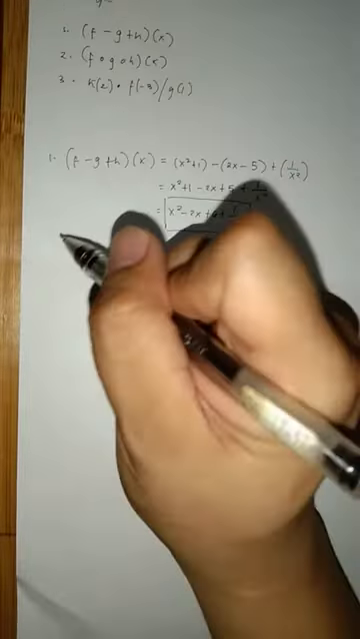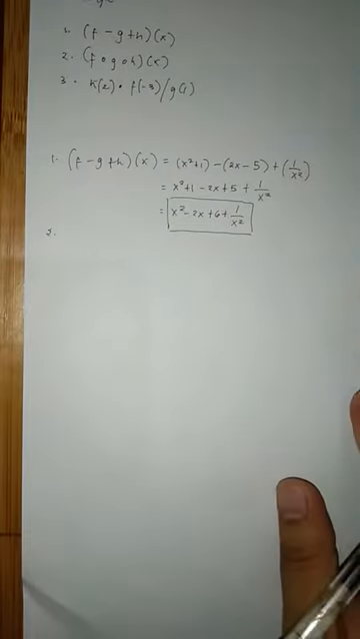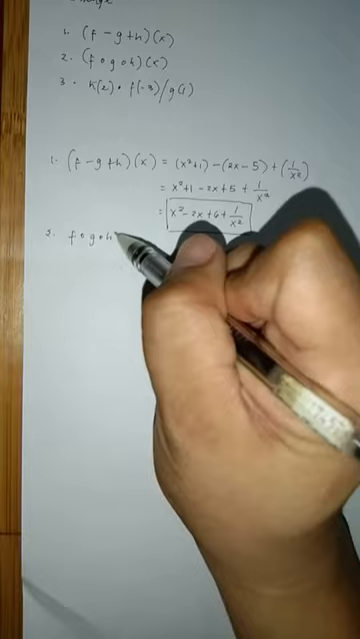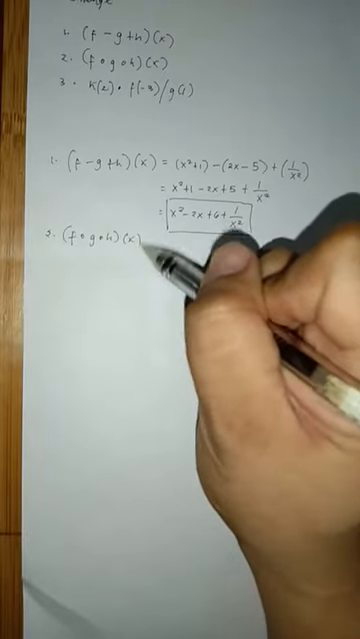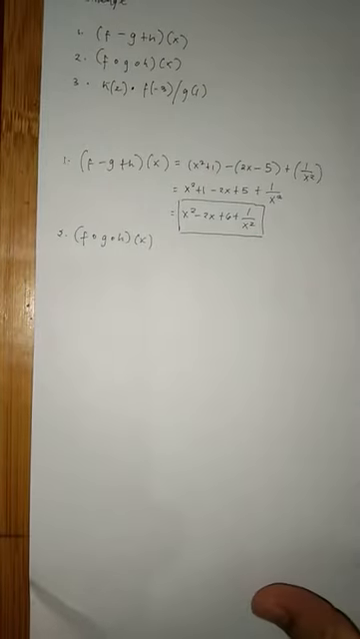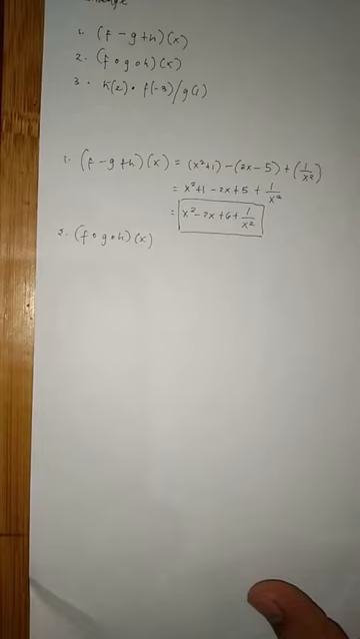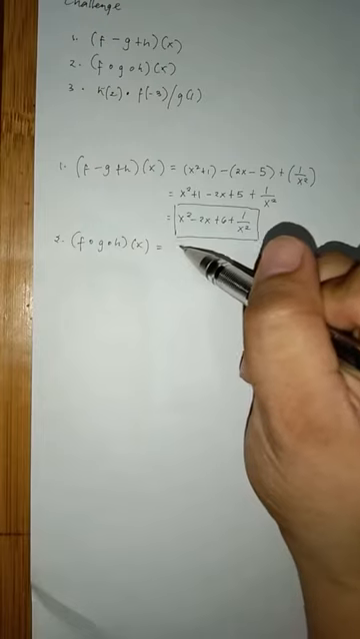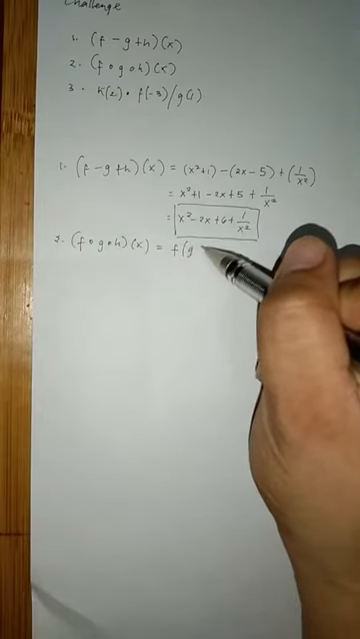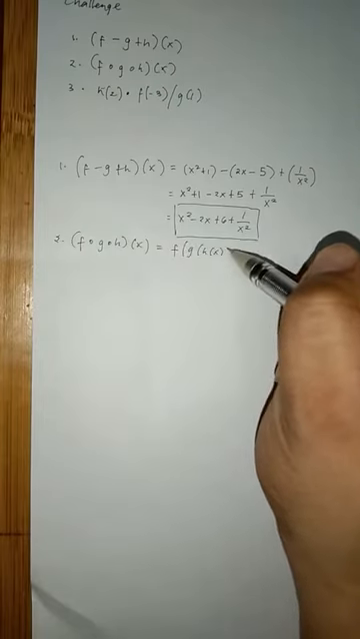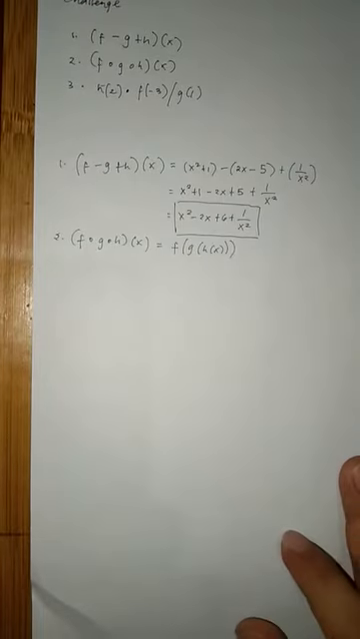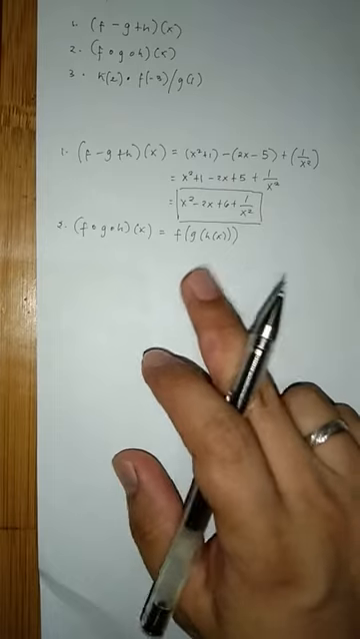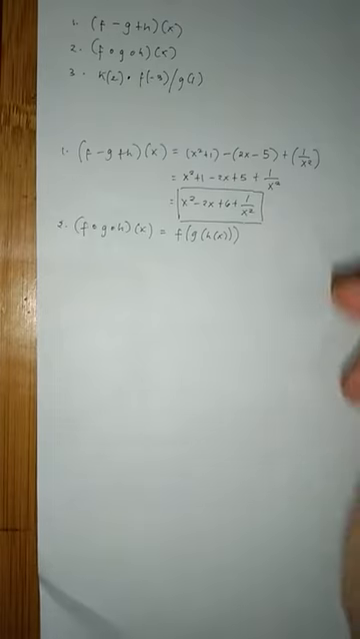Okay. So number 2. So you have here f following g following h of x. Now, reminder that this is not a multiplication operation, but rather a composite operation. So this is actually the same as f of g of h of x. Okay? So hindi siya multiply. This is actually a composite of 3 functions.